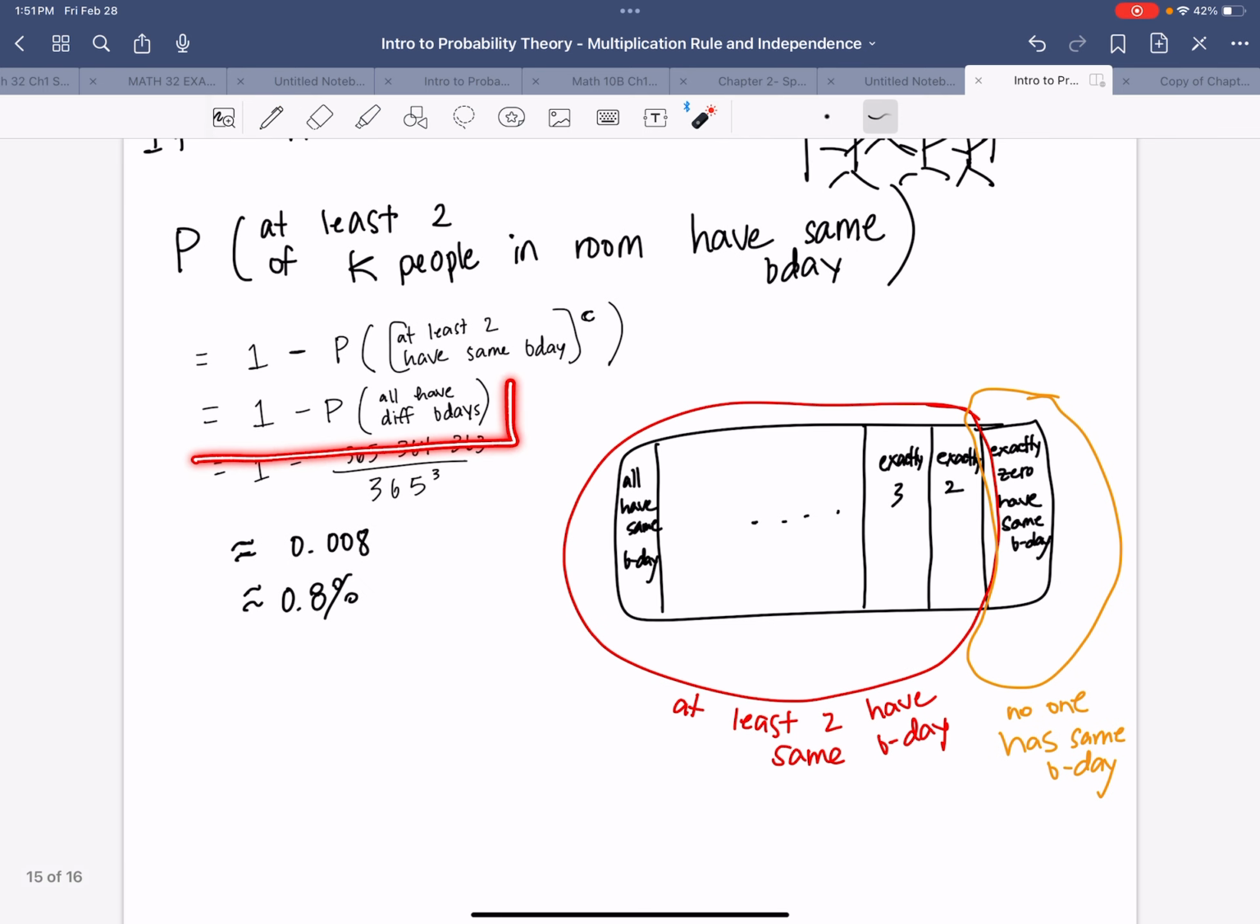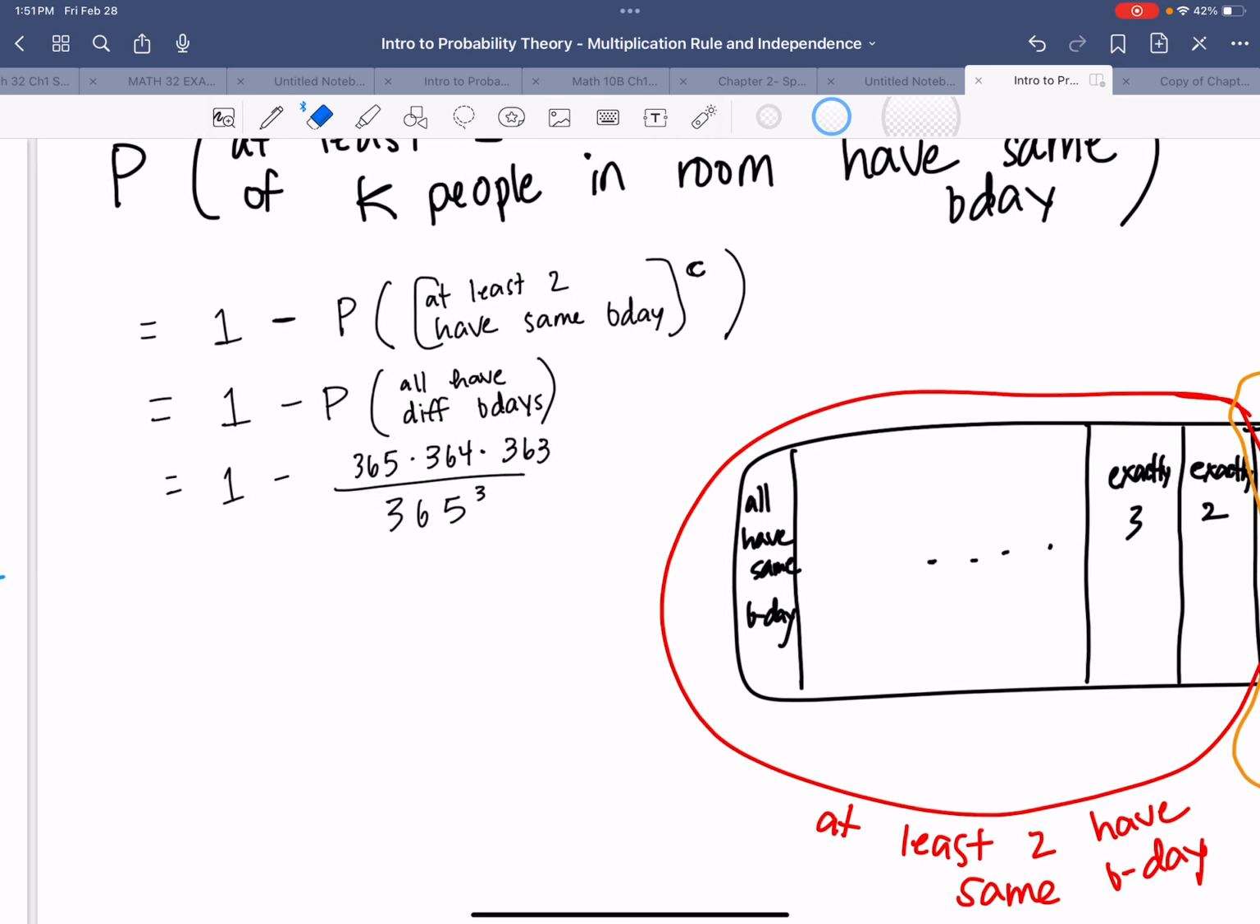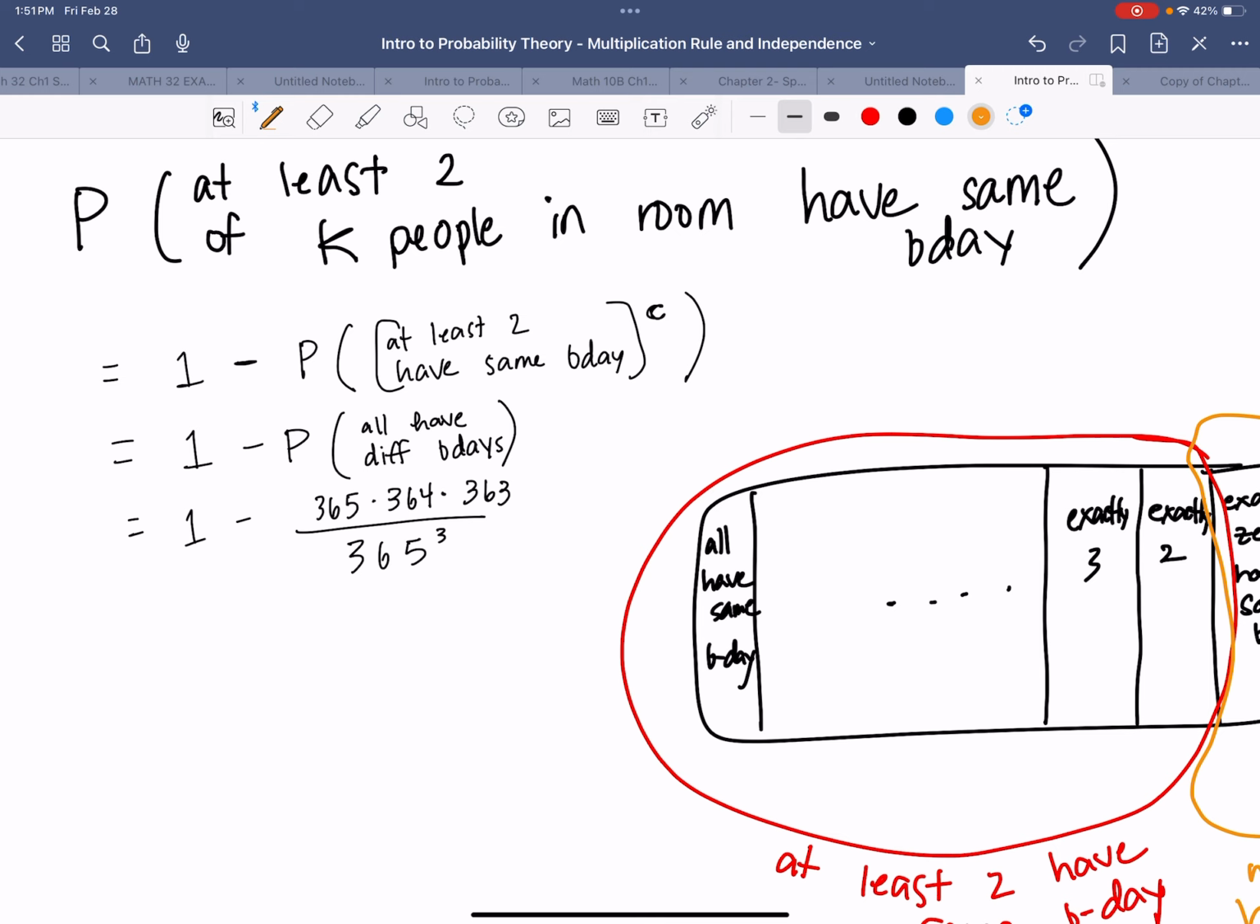I'm still going to be computing 1 minus the probability that they all have different birthdays. Now, how do I figure out the fraction that represents this? Well, if I have k people in the room, how many different ways can I have birthdays? 365 to the k. And now, how many ways can they have different birthdays?